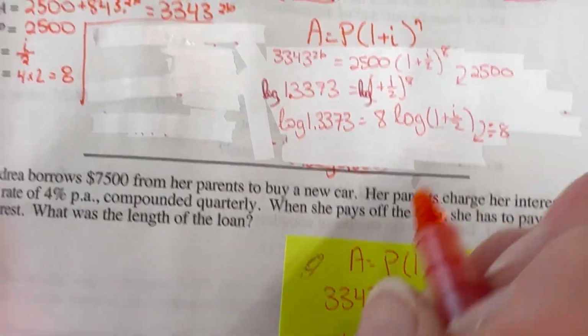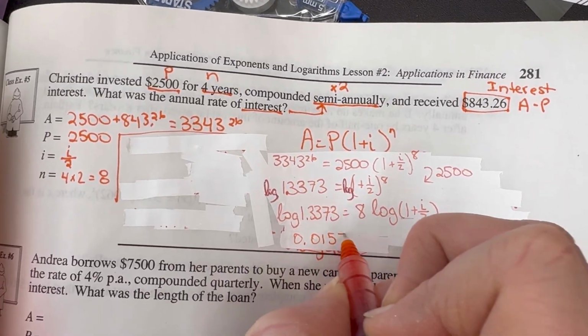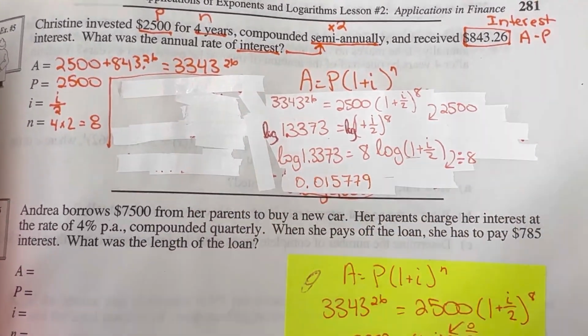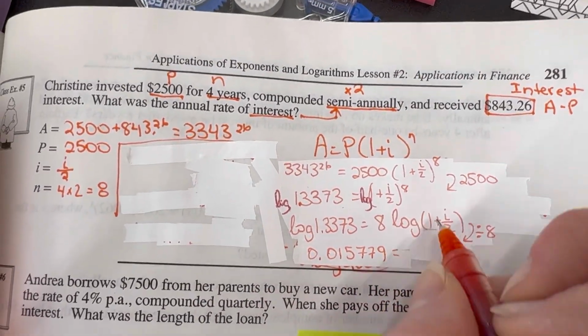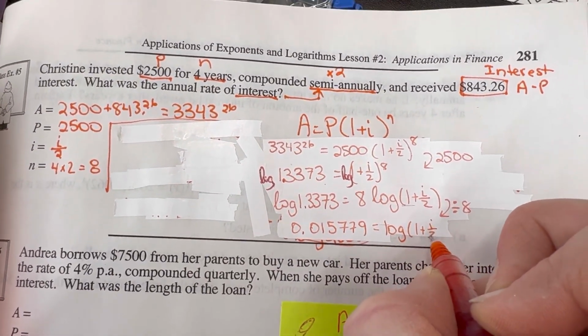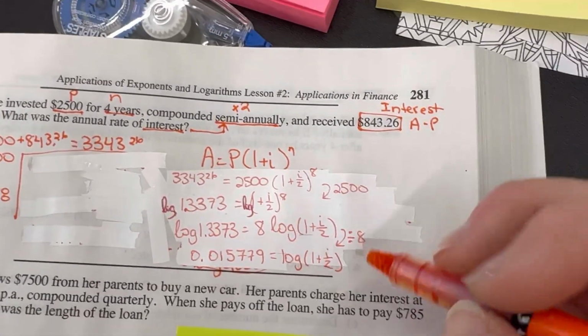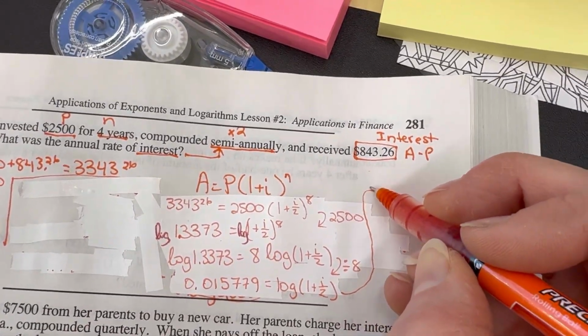So I'm going to have 0.015779, and I'm just going to write down all the decimals that I can. Okay, and then that gives me log of 1 plus I over 2. I was hoping that I could squish it a little bit better onto this side, which I did.